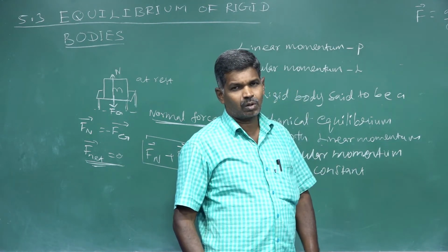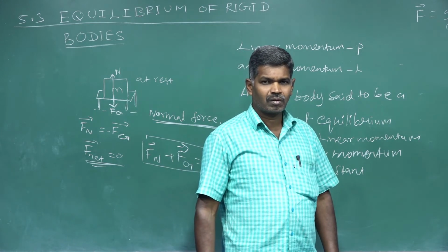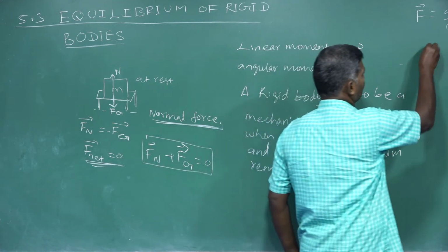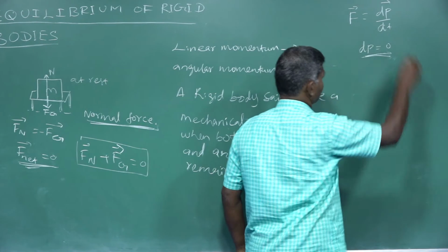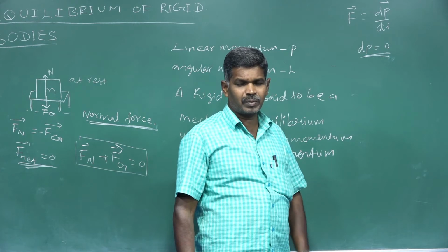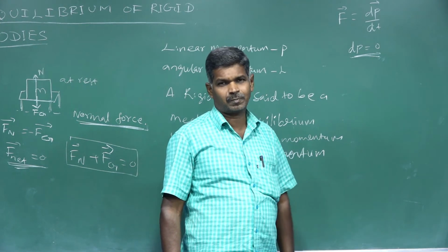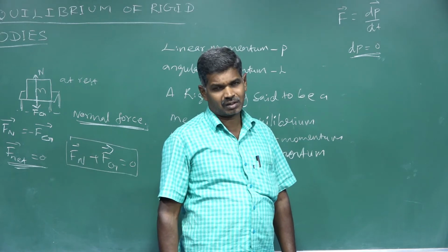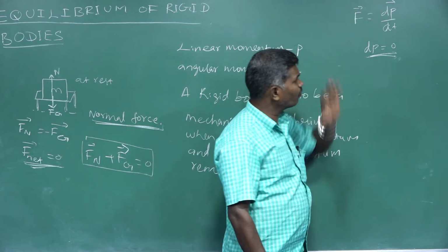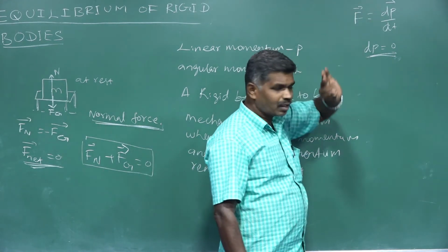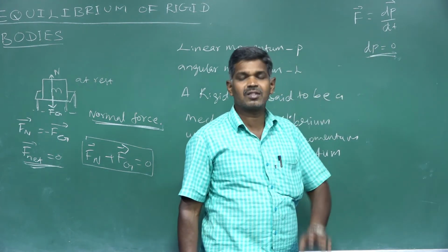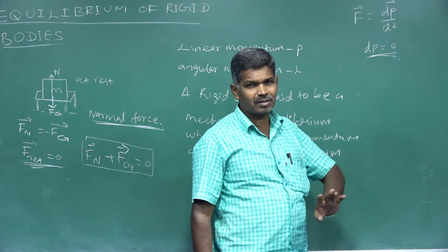If one particle is moving and no external force is acting, the dp value is equal to 0. That is, the change in momentum is 0, which means linear momentum remains constant. So what about the force? If dp is 0, then dp vector divided by dt is also 0, so the applied unbalanced force is also 0.